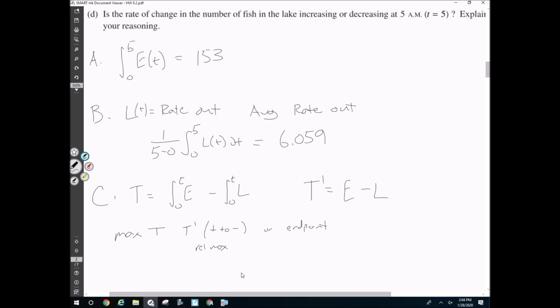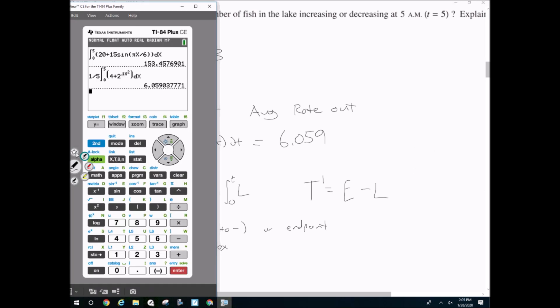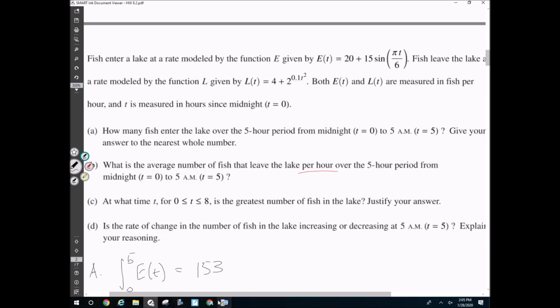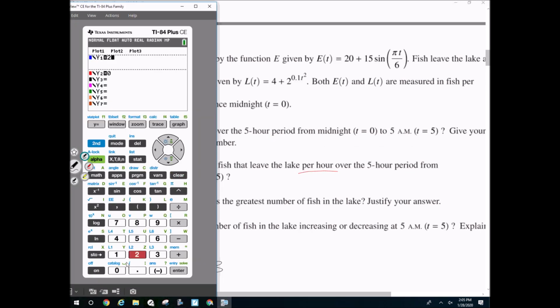So we need to graph t prime. So let's go into our calculator. Y equals, let's graph E minus L. Make sure you use parentheses. We're going from 0 to 5. Just my window 0 to 5. Also graph y equals 0 to find the intersection.